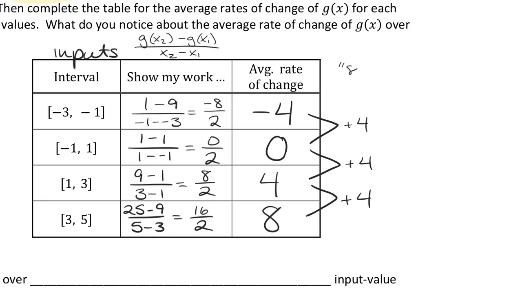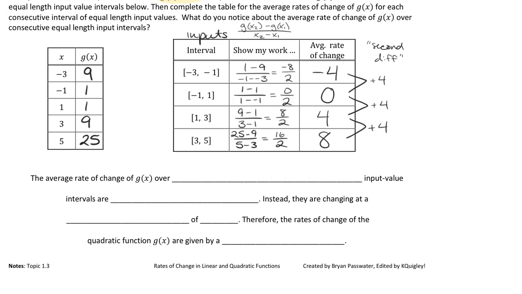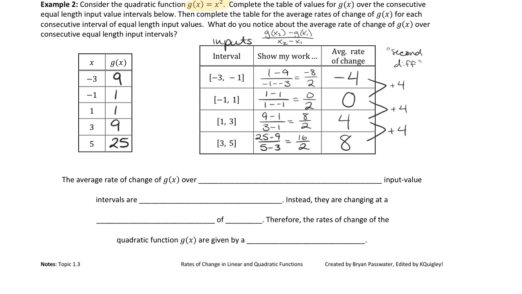So if our second differences are the same, that means the change in our rate of change is the same. And if the change in your rate of change, second differences, is the same, then we have a quadratic function. Here's our conclusion sentence we could write. The average rate of change of g of x over what's called consecutive equal length input value intervals, and let's break down what that means.